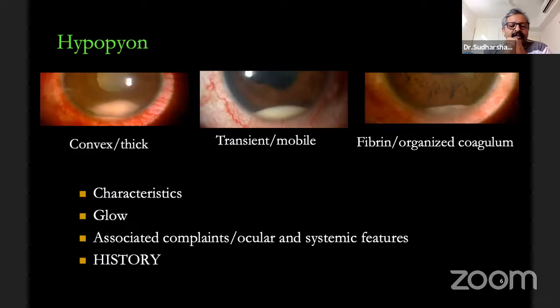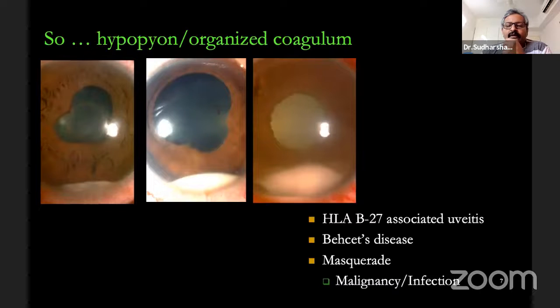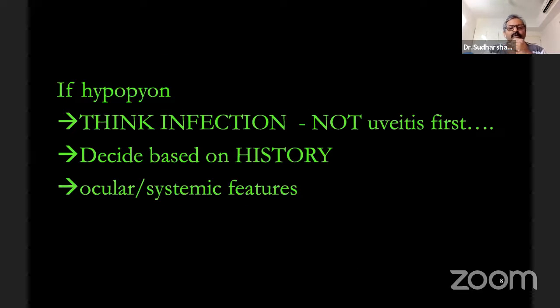So the characteristics are very important. Based on that, you can rule out whether it's a non-infective uveitis or a masquerade, which can even be a malignancy or an infection. So if hypopyon, always think infection first, not uveitis. Decide based on history or ocular and systemic features.